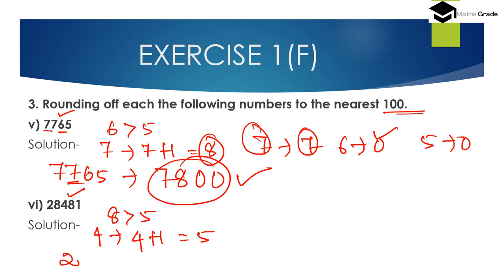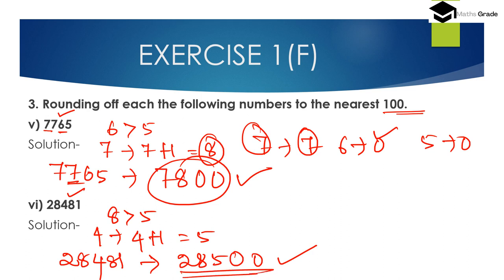And write down the 10,000s place digit as it is, that is 2, and this 1000s place digit as it is, that is 8, and this 100s place digit 4 changes to 5, and tens place digit 8 changes to 0, and unit place digit 1 changes to 0. Now 28,481 rounded up to the nearest 100 will be 28,500. So 7,765 rounded up to the nearest 100 is 7,800, and 28,481 rounded up to the nearest 100 is 28,500.